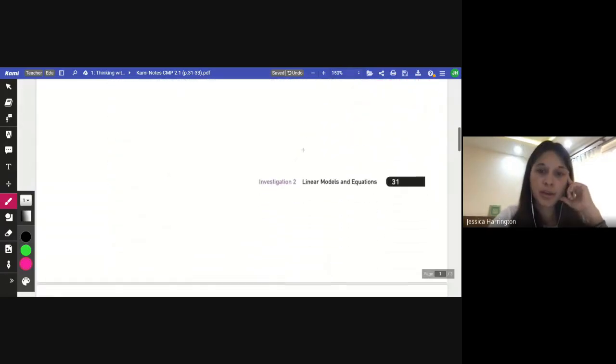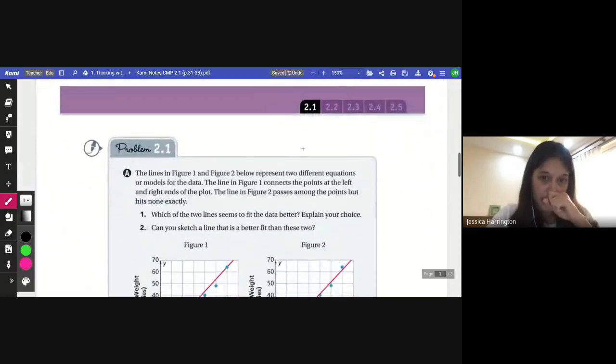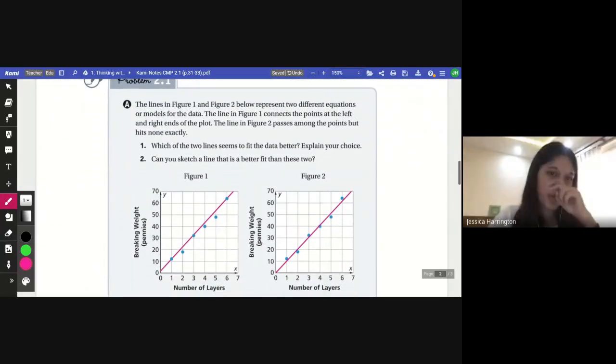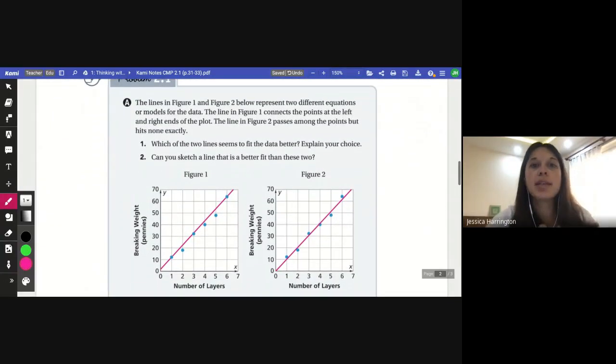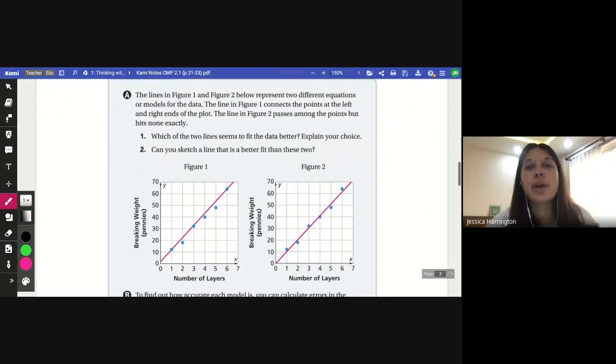So I'm moving on to page 32. Excuse me. 32 has some graphs for us on problem A. It says the lines in figure 1 and figure 2 below represent two different equations or models for the data. So basically one person made this sketch, another person made this sketch, right? This one looks pretty close to mine, the second one.